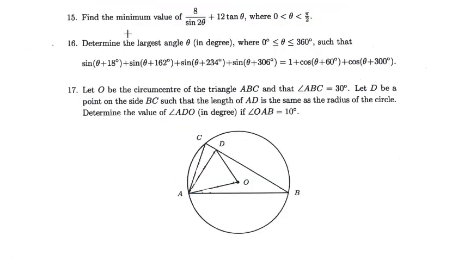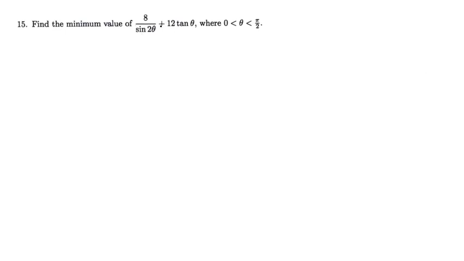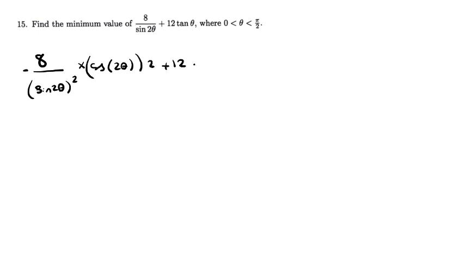SMO 2021 senior section, first round, problem number 15. Find the minimum value of this term where theta is strictly greater than 0 and less than pi over 2. So we differentiate this term, it will be 8 times negative, because it's sine 2 theta to the power of negative 1, sine 2 theta squared times the derivative of this, cos 2 theta, and then times 2, plus 12 times 1 plus tangent squared theta, and it equals 0.